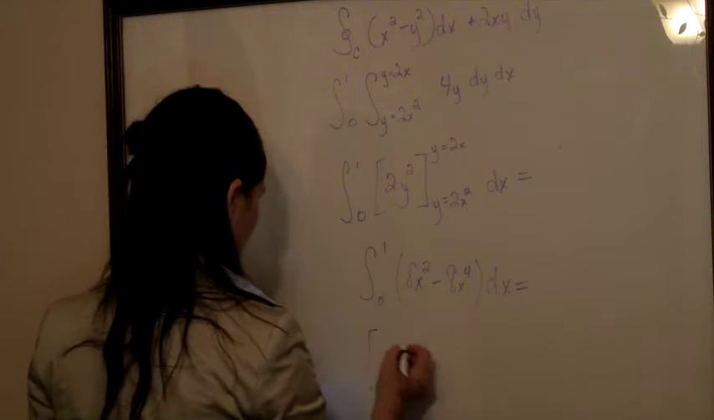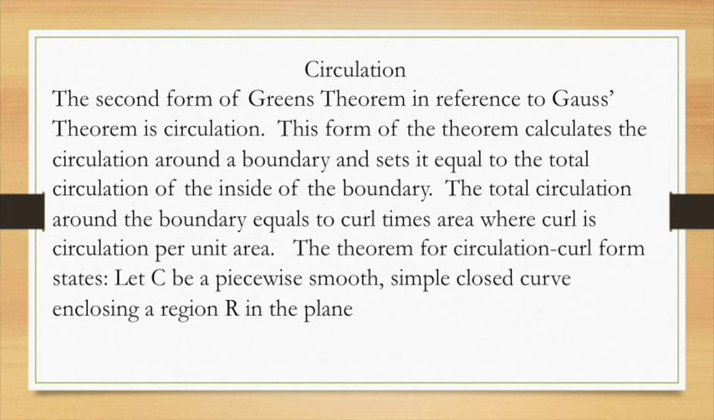The second form of Green's theorem that we're going to talk about references Gauss's theorem in circulation. This form of the theorem calculates the circulation around a boundary and sets it equal to the total circulation inside of the boundary. The total circulation around the boundary equals the curl times the area, where the curl is circulation per unit area. The theorem for the circulation curl form states: let C be a piecewise smooth, simple closed curve enclosing a region R in the plane.